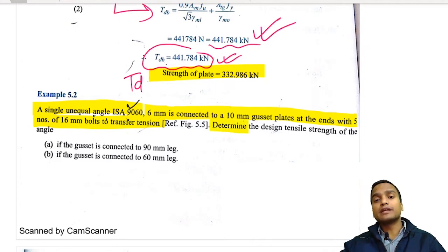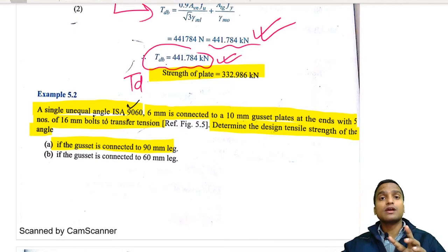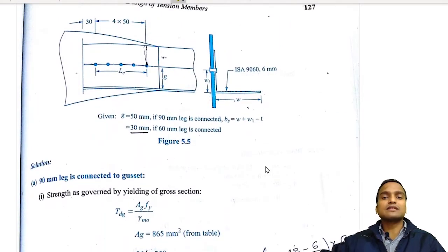Now we have to determine the design tensile strength of the angle if the gusset is connected to the 90 mm leg. See, there are two legs and both legs are unequal, 90 mm and 60 mm. So the leg through which it is connected to the gusset plate will be considered as the connected leg, and the other remaining leg will be considered as the outstanding leg. So there are two cases given here. The first case is gusset is connected to the 90 mm leg, and the second case is gusset is connected to the 60 mm leg.